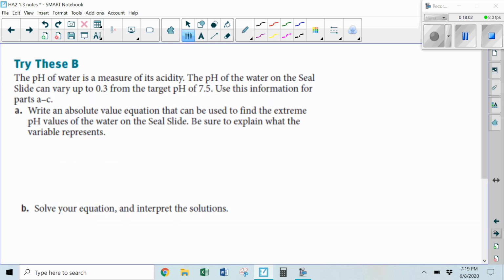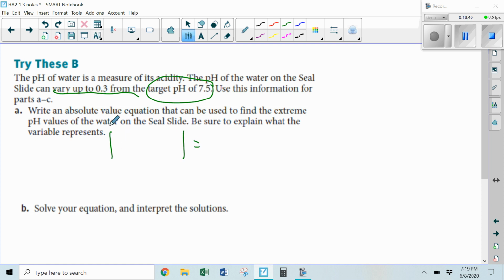Okay, so let's do one now. The pH of water is the measure of its acidity. The pH of the water of the seal slide can vary up to 0.3 from the target pH of 7.5. Use this information for parts A, B, and C. Write an absolute value equation that can be used to find the extreme pH values of the water of the seal slide. Be sure to explain what the variable represents. So the target, remember, goes on the inside, like a dartboard. The target's in the middle. So absolute value.